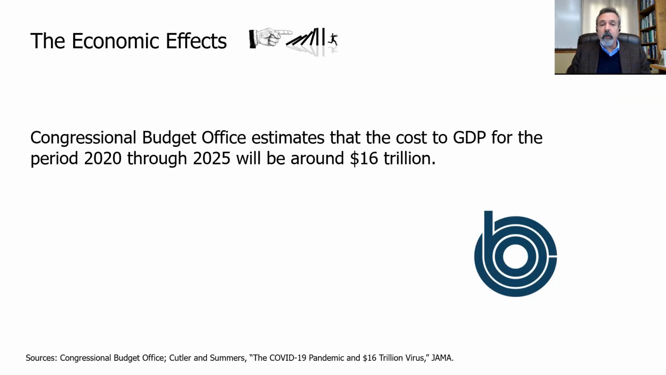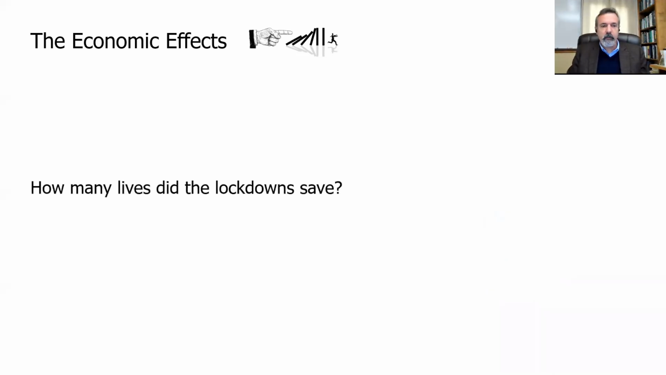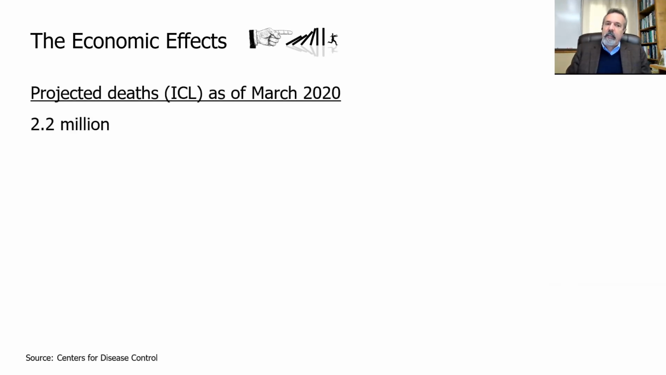The Congressional Budget Office estimates the cost of all of that over the next 5 years will be around $16 trillion. And when they say cost, what they mean is the lost economic activity. That our economy would be $16 trillion larger were it not for the lockdowns and all of the stuff that we did, our policy responses. So it raises the question, well, how many lives did we save?